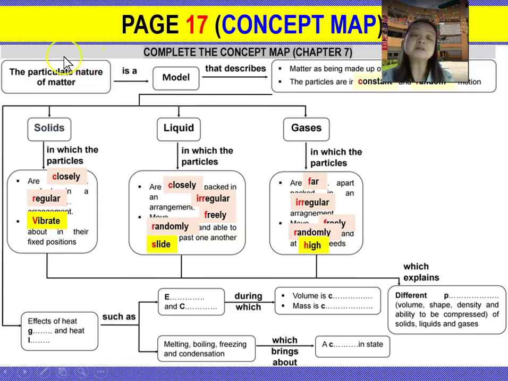All right, and because of the way these models are represented for solid, liquid, and gases, the arrangement and the movement of these particles basically explain why solid, liquid, and gases have different properties. And in terms of properties, we are talking about volume, shape, density, and the ability to be compressed. Remember, compress means to push the particles together. And the reason you can push the particles together is because there must be some space in between.